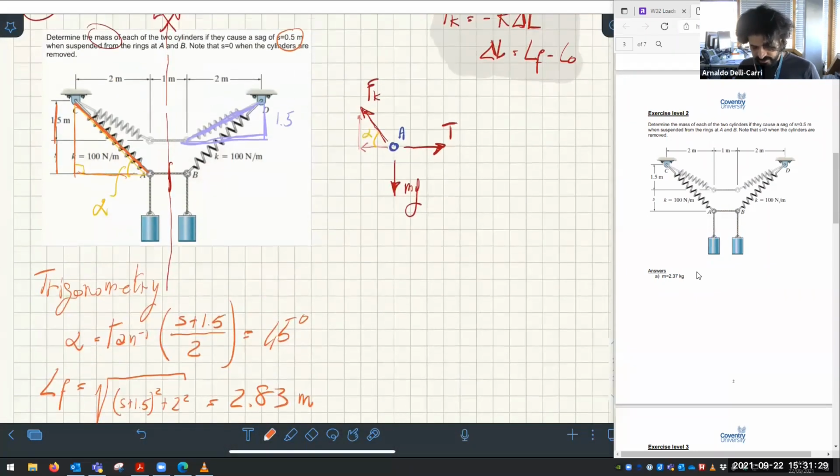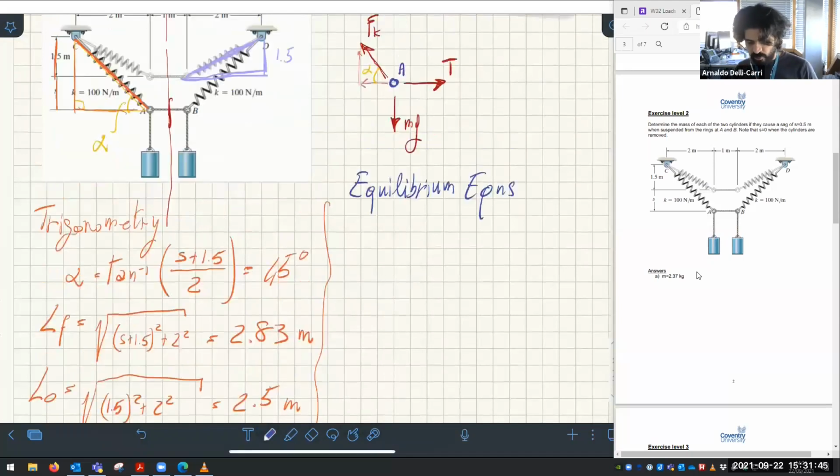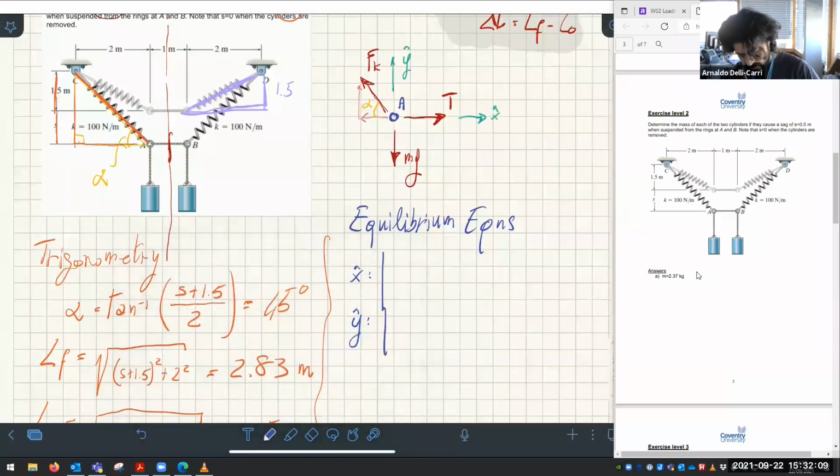So let's write the equilibrium equations. Again, I'm not going to bother doing the moment equation because all these are passing through A. So equilibrium along the x-axis and equilibrium along the y-axis. Let me clarify that the y-axis is this one and the x-axis is this one. And so we have T minus Fkx equal to 0. And we have Fky minus mg equal to 0.